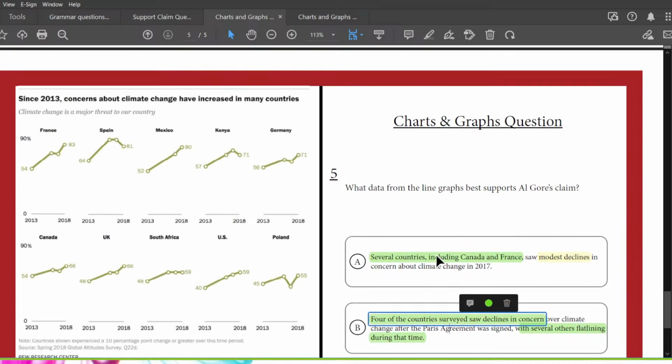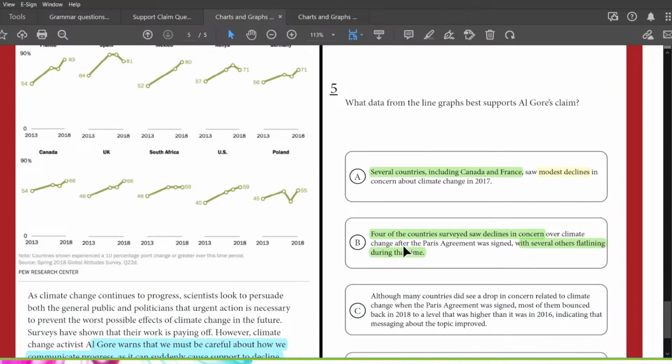So is this true? 4 countries saw declines. We already know Canada and France did. Germany did too, and then the big Poland decline. So that does check out. And then there's several others flatlining, you know, 1, 2, 3. Okay. So there's evidence for both of these things.